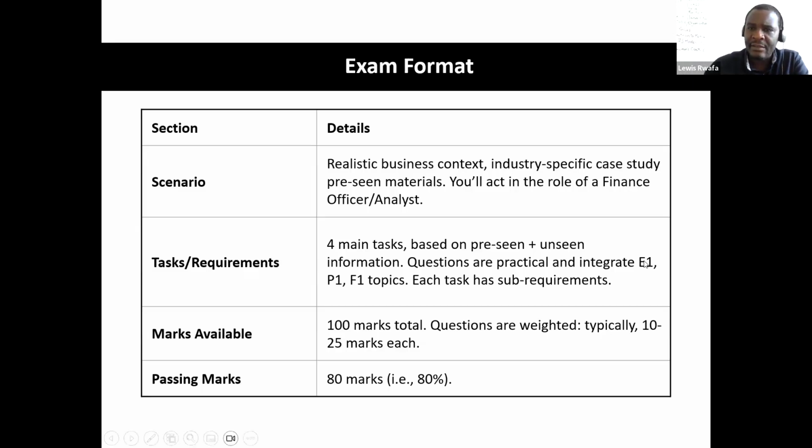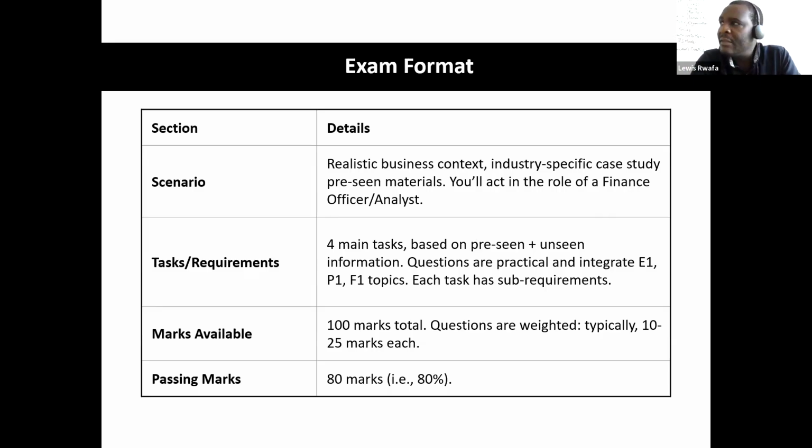You act as the finance officer, right? So that's your role that you're given. You are the finance officer. And there are 4 tasks that need to be completed. I need to be very careful here: each task has some subtasks in it. We have task A, B, C, so there are 3 tasks that need to be done. We call them sub-requirements. So task 1 has particular sub-requirements in it.